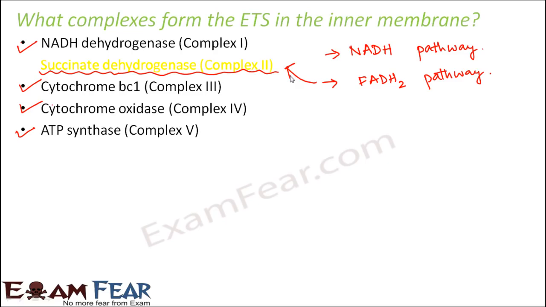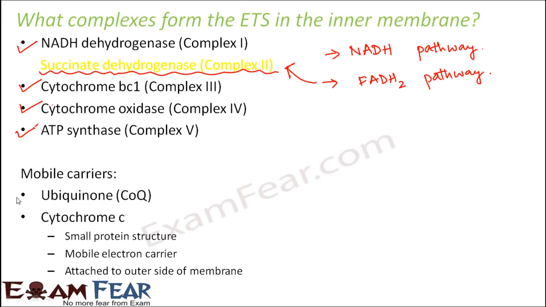Now, in addition to these complexes, there are a few electron carriers which are mobile. That means there are a few structures, mostly protein structures, which are capable of moving from one place to another. So they carry the electron and move from one complex to another complex. There are two such mobile carriers present in the inner mitochondrial membrane. One is ubiquinone, which is also known as coenzyme Q, and the second one is cytochrome C. So these are the two mobile carriers.